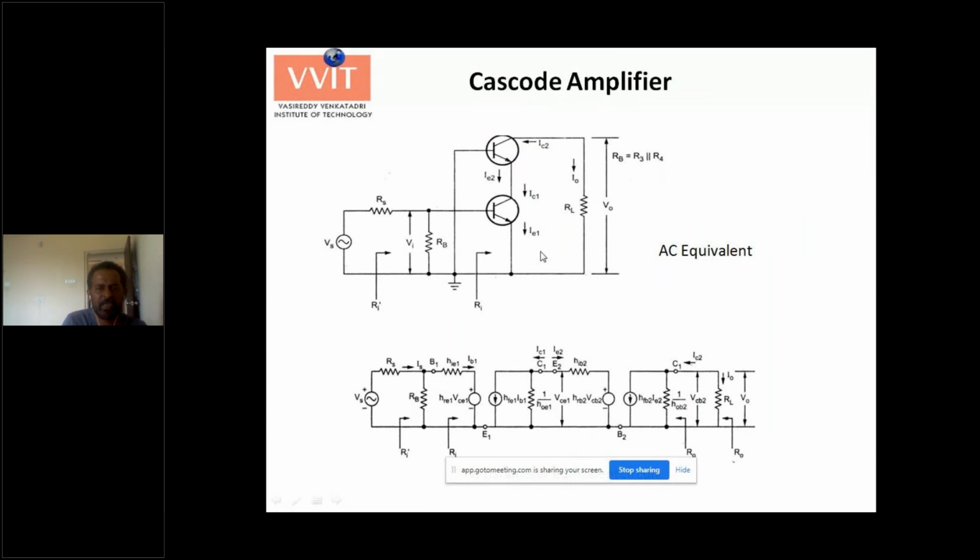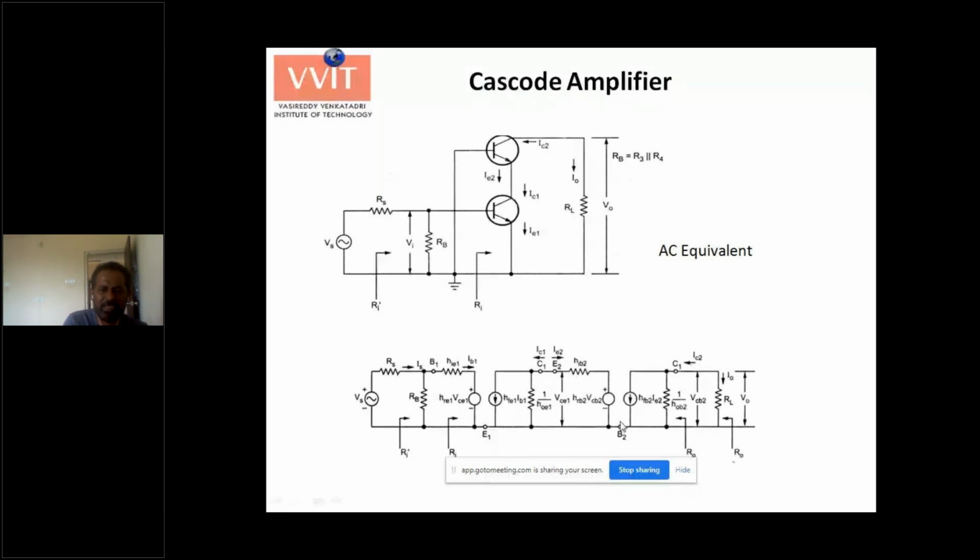Please refer to the A section class notes for this analysis. This is a popular question. Most of the times you may get this question in your exams, and this is okay. You have to find it again. Once you draw this, everything is simple.